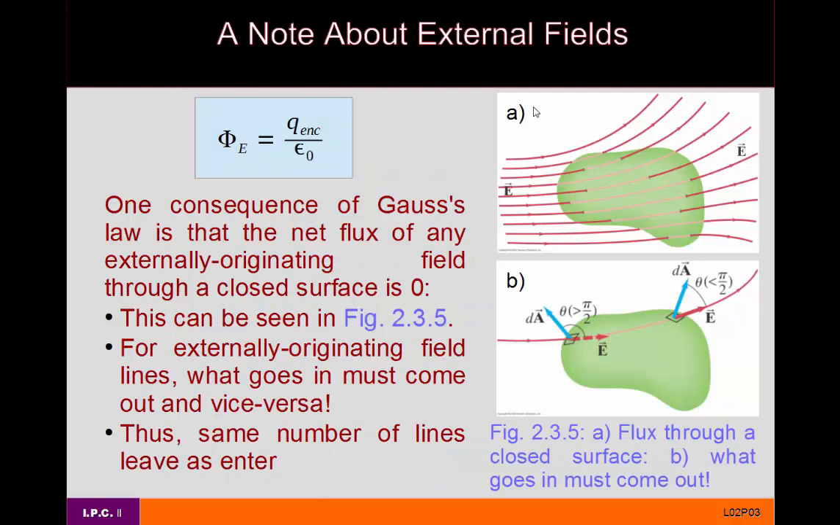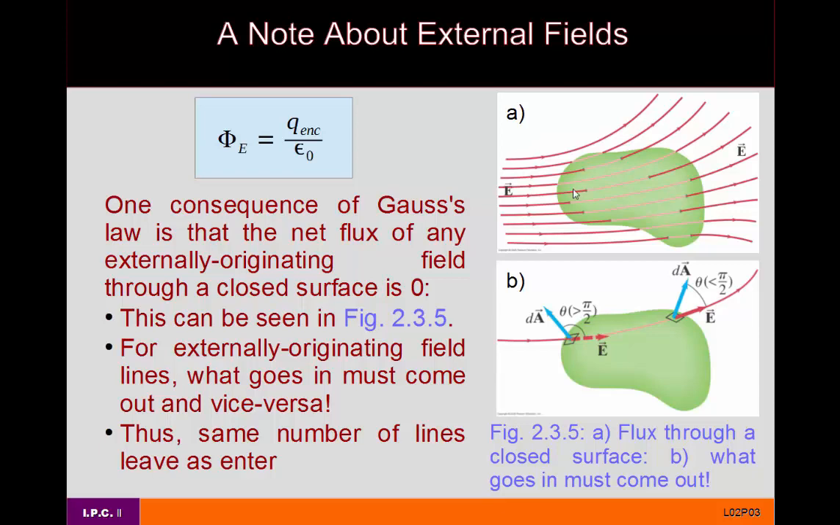Let's look at a couple of consequences of this. The first of them is that if you have a field which originates externally and which basically terminates externally, then the total flux through the surface will be zero. Why did I say and terminates externally? Well, recall the rule for electric field lines is that they have to originate on a positive charge and terminate on a negative charge. If you don't have any positive or negative charges nearby, then the field either is originating at infinity or it's terminating at infinity.